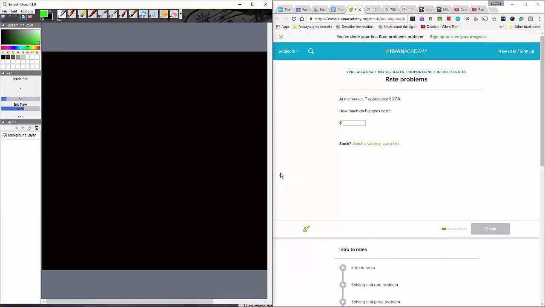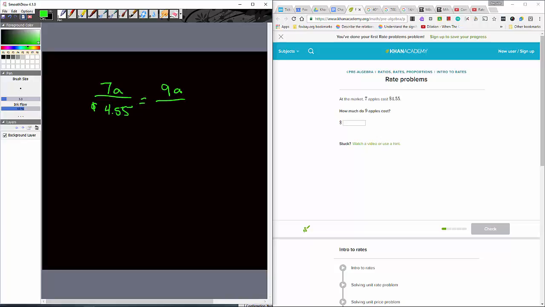Let's try one more. So let's just say that at the market, I get 7 apples. So I'll put down 7A over 4.55. And this is dollars, right? And then how much do 9 apples cost? So I can put 9 apples on top. And again, I can do this a couple of ways.